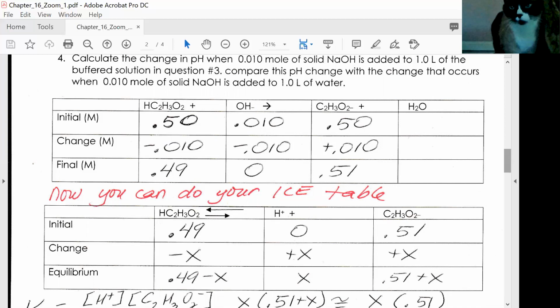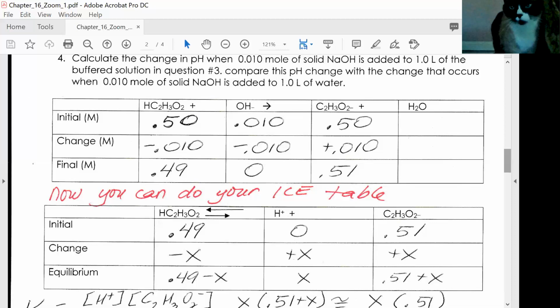So we set up our reaction. Acetic acid plus hydroxide goes to acetate plus water. We fill in our initial. Acetic acid was 0.50. That was from question 3. Acetate was 0.50, also from question 3. Because this is a 1 liter container, the hydroxide is 0.010 molar. And notice that we're just not even showing the sodium at all. Sodium is a spectator ion, so we won't bother with it.